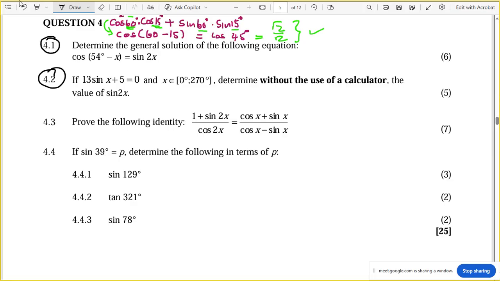I'm going to give you tips how to do this. First thing first, isolate sine. To isolate sine, you bring the 5 this side to be minus, divide by 13. Then draw the diagram in the correct quadrant. Find the missing value. If you have x and y, find r. If you have r and x, find y. Then find the value of sine 2x. Sine 2x is 2 sine x times cos x. That's your homework. Go and practice that one. And that's it from me.